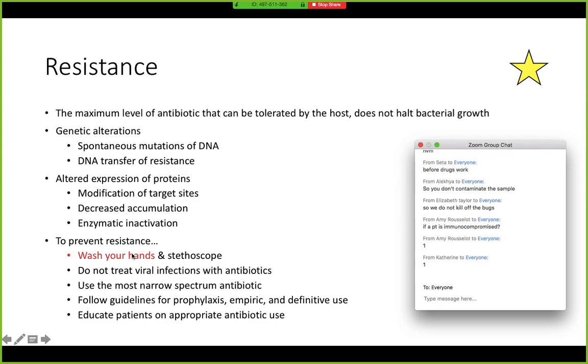On this slide, I would just focus on how you prevent resistance. So washing your hands. Every patient that comes in with a cough is going to want antibiotics. You have to explain to them that it's likely viral, etc. Make sure that you're using the most narrow spectrum antibiotic, so that's your definitive therapy. You want to follow the guidelines, and then, of course, educate your patients.